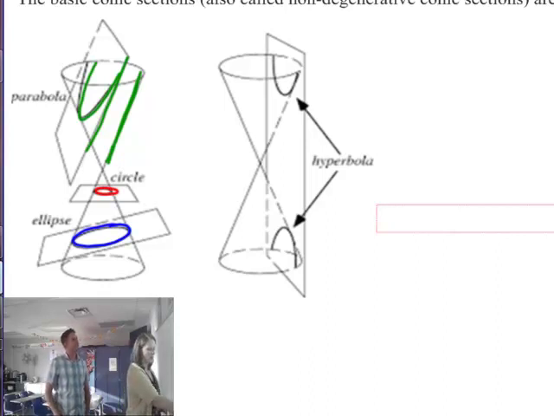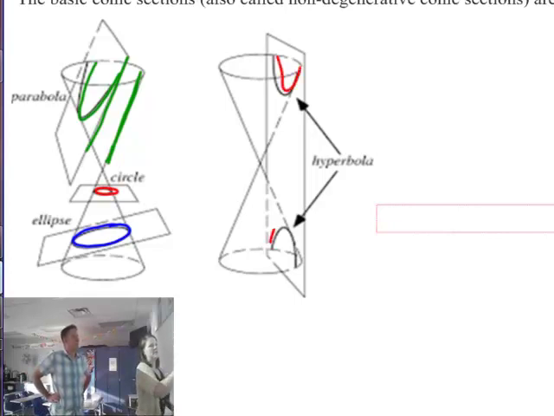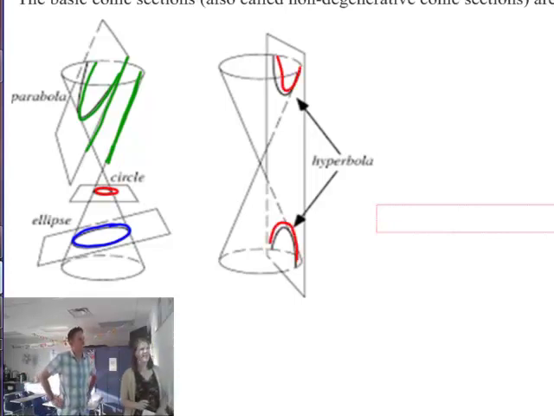Then on the right-hand side, looking at both cones now, we have our hyperbola, which makes the two pieces together.